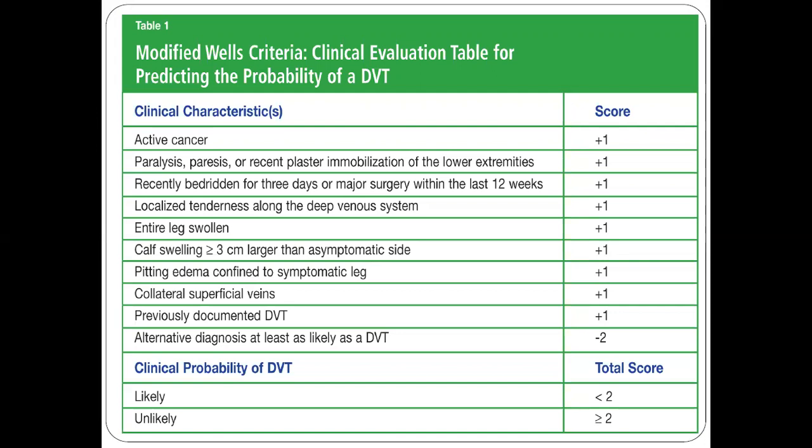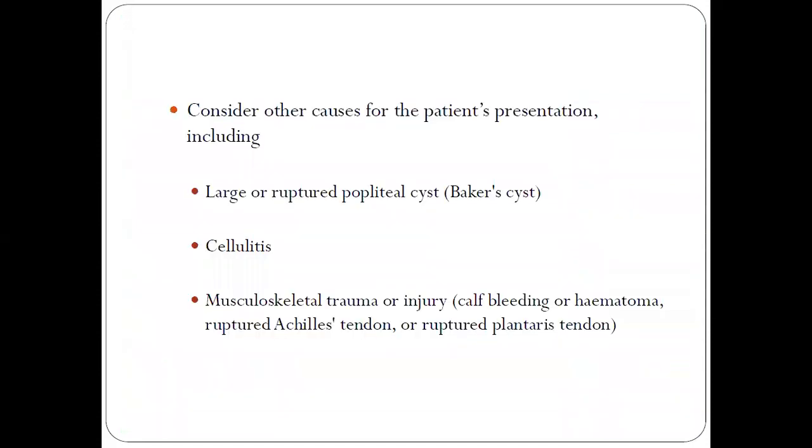All the above clinical features get a score of +1 except an alternative diagnosis, which gets a score of -2. The clinical probability of DVT is likely if the total score is more than or equal to 2, and if the score is less than 2, the probability of DVT is unlikely.